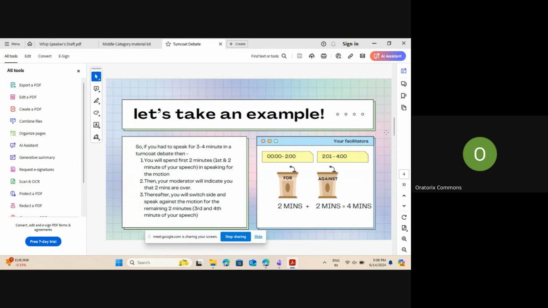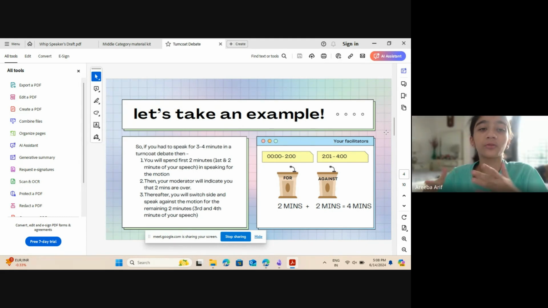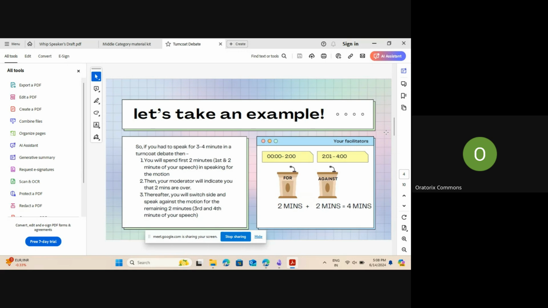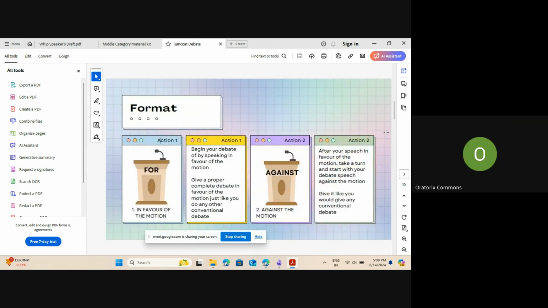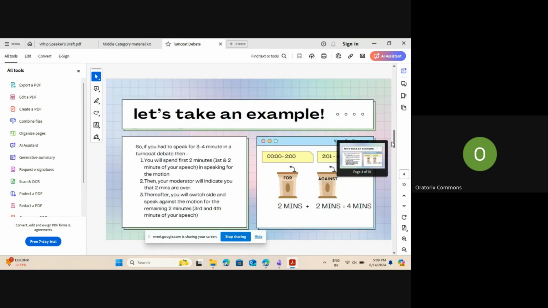Next is Ariba. Yes, sir. If you don't mind me correcting you, my name is actually Ira. Okay, Ira, go ahead. Sir, how are we supposed to switch? Like, if we're speaking for the motion and then against the motion, how are we supposed to switch sides? All right, Ira, that is something we'll be covering today in some more slides. That is something known as turn. Don't worry about that. We will be coming to that. Okay, sir. Thank you.